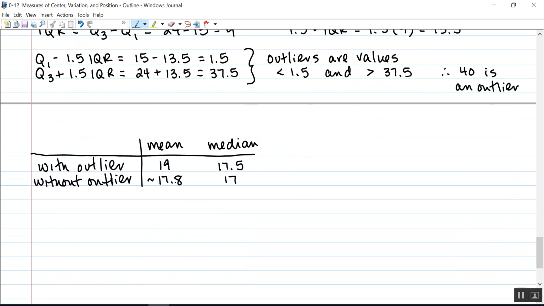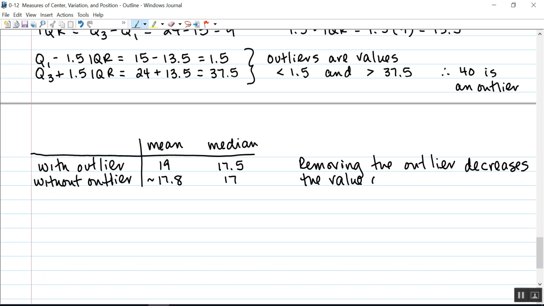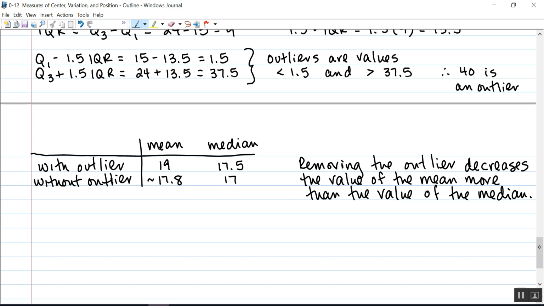So when I take out the outlier, my mean changes quite a bit, but my median does not. So what I want to say is removing the outlier decreases the value of the mean more than the value of the median. Okay, so that's a little complicated. We'll do a couple problems like that in the classwork.